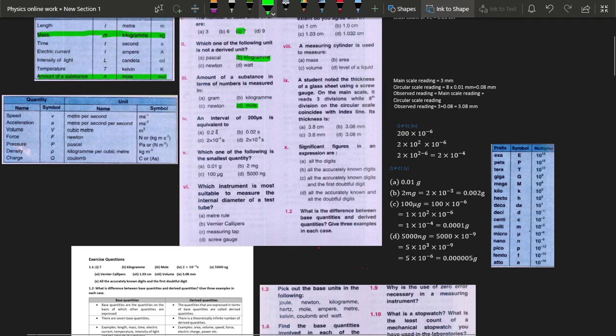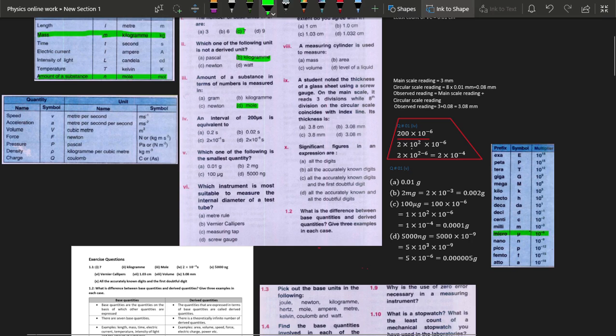Now the fourth question is: an interval of 200 microseconds is equivalent to. So we need to convert this 200 microseconds into a simple number. And we already know how we can convert this. Look at here. Now you can see 200 into 10 raised to power minus 6. Now this micro means 10 raised to power minus 6. You can refer to this table that micro is 10 raised to power minus 6.